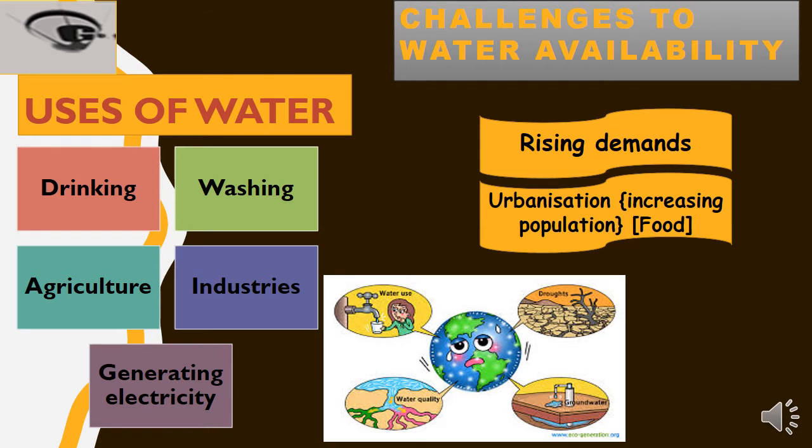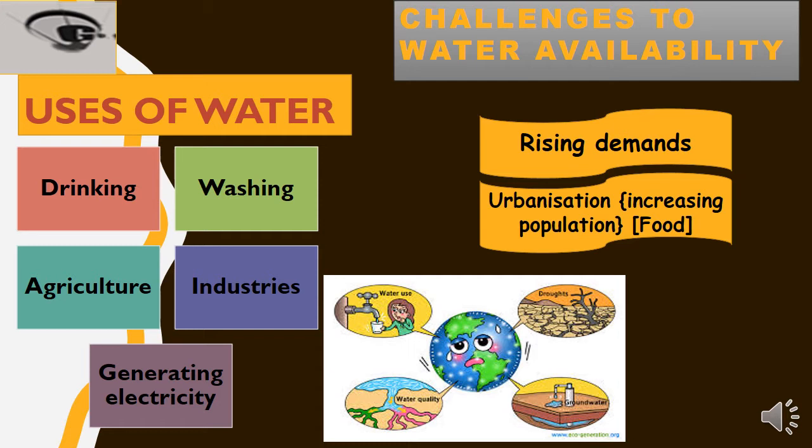Now, in the next part of this video, we will be studying the uses of water. We use water for so many purposes like drinking, washing, agriculture. Water is also used in industries, and it is also being used for generating electricity. Now, the question arises: apart from these uses, we are having so many challenges. For example, we have a rising demand for water. Why is the demand rising? Because with the increasing population, we have an increase in the demand for water also.